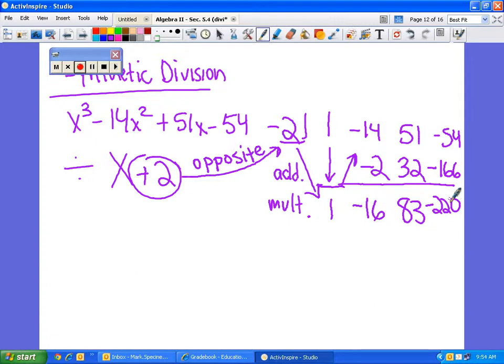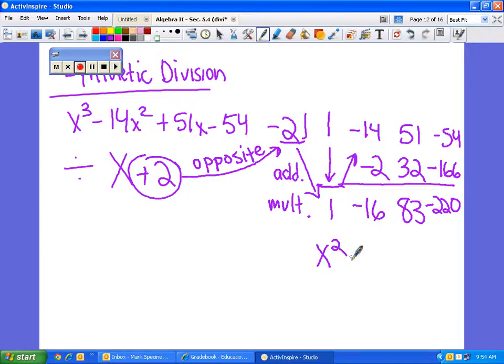The last step is to now take this and turn it into a polynomial. This is the key step. I guess not the key step, but whatever exponent you start with. So here we started with x to the third power. Your answer starts with one less. So if this is x to the third, then this is x to the second, otherwise known as x squared. So this becomes x squared.